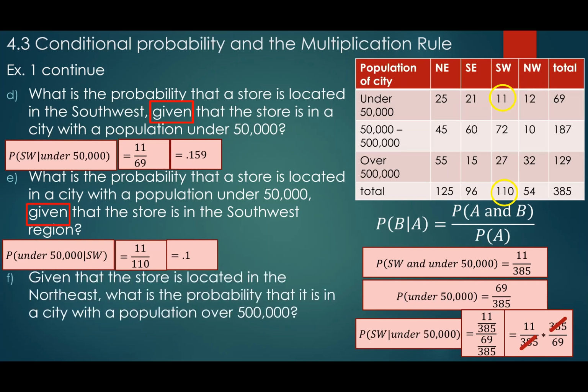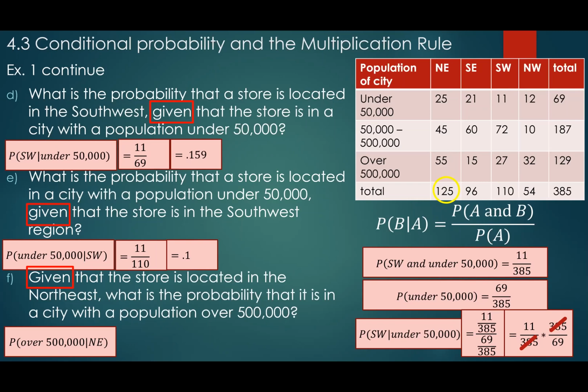And if you did the homework over the weekend, sometimes they write it like this: given that the store is located in the northeast. Again, that is your condition. That is what you need to meet first. We need to know how many stores are in the northeast region. Do you agree that there are 125 in the northeast region?